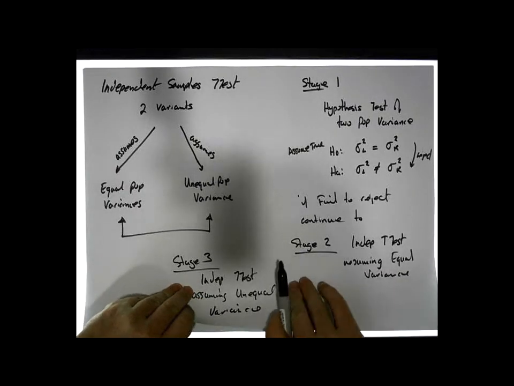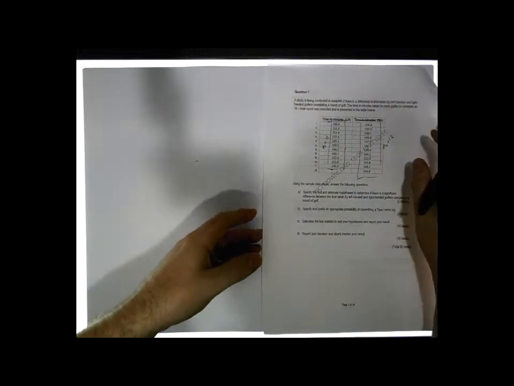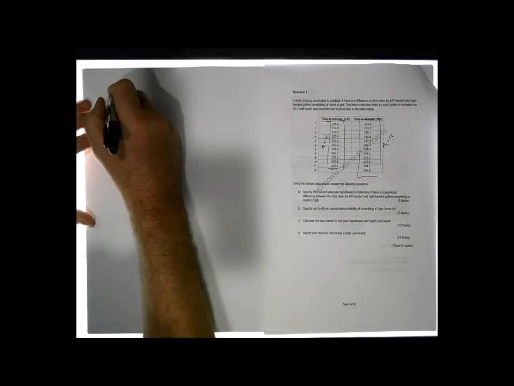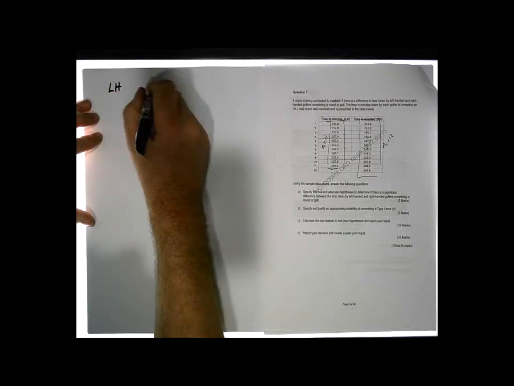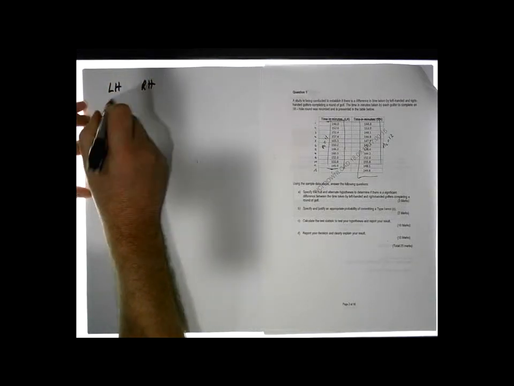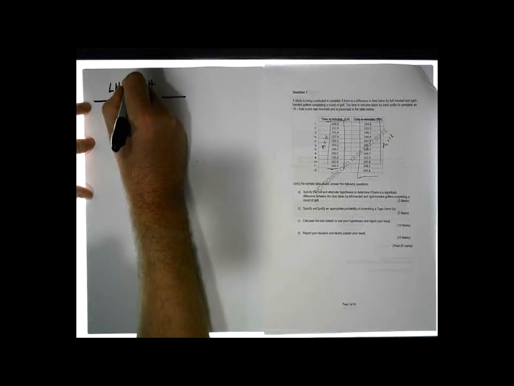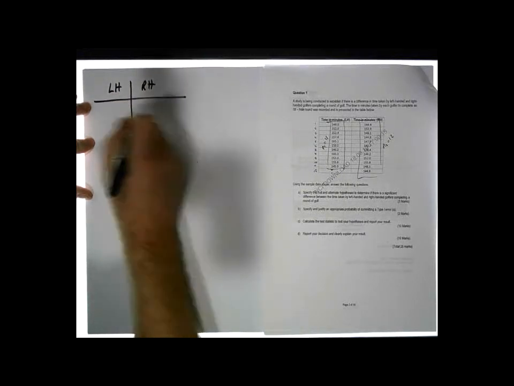So what we need to do is calculate the variances of both of those groups. So what I'm going to do now is write down all of those values. This is going to take a little bit of time, guys. So I've got the left-handers and I've got the right-handers. I'm going to just go through this.